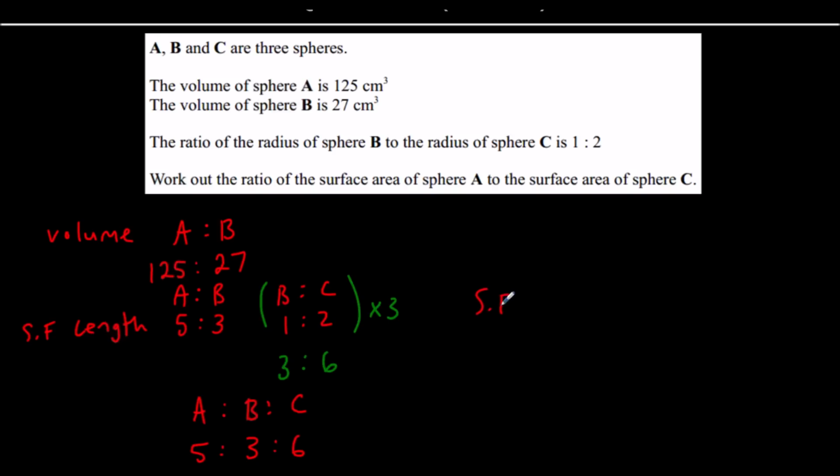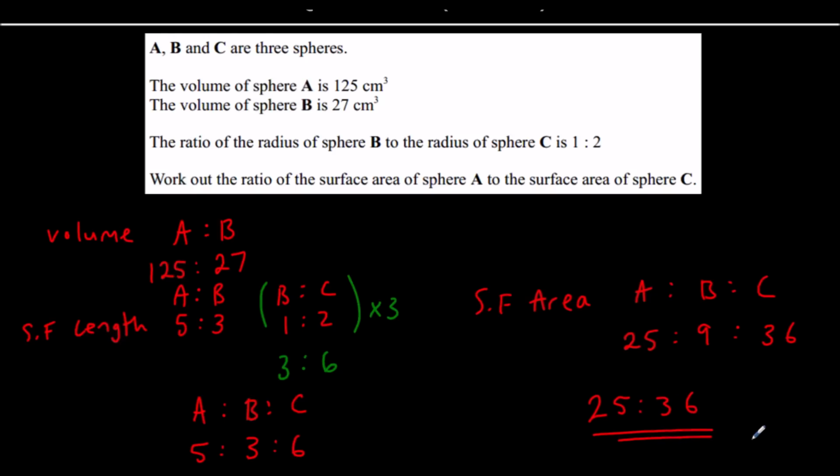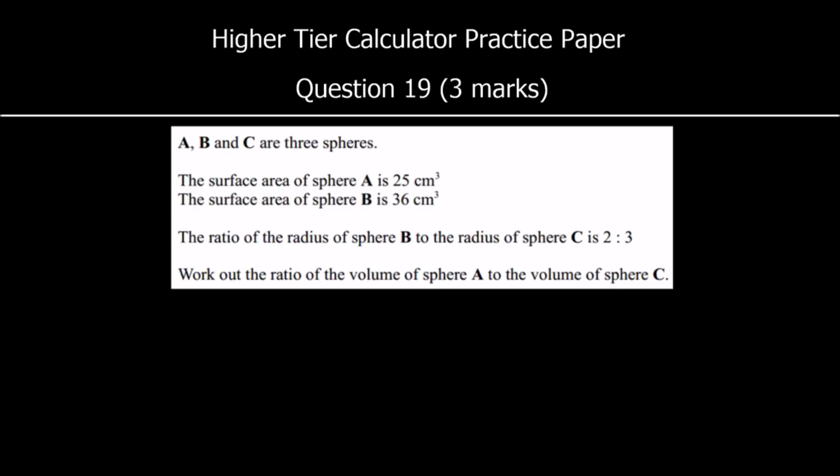So the scale factor for area is A to B to C, 25 to 9 to 36. And the ratio of A to C we want, so it's 25 to 36. One for you to try. So give this one a go.